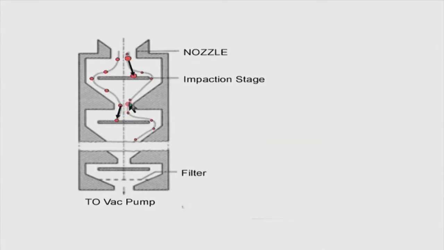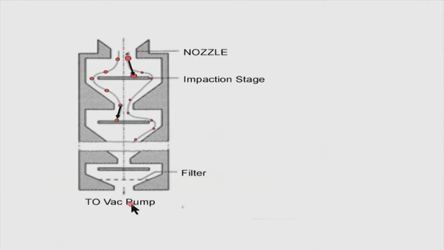If the velocity is higher, the small elephant and the medium elephant, which could not impact over here, now will experience enough inertia that the medium size elephant will impact out, but the smallest size elephant still escapes. So now you have large elephants deposited here, medium size deposited here. Now you take it to the next stage in which the diameter of the nozzle is even smaller. So now you will collect the smallest size over here, and then at the end of the whole cascade impactor, the set of 10 impaction stages, you are left with a filter paper which removes the rest. And of course, there is a vacuum pump over here which is sucking at the rate of 30 liters per minute.